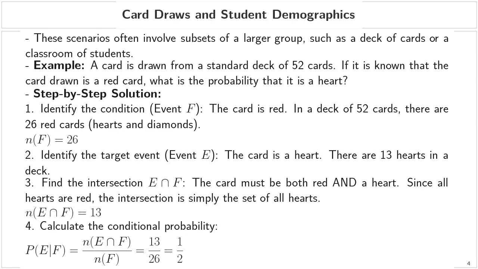Finally, we calculate the conditional probability. We use the formula for equally likely outcomes, which is the probability of E given F, written as P of E given F. This is equal to N of E intersection F divided by N of F. When we plug in our numbers, we get 13 divided by 26, which simplifies beautifully to 1/2, or 0.5. So, once we know the card is red, the chance of it being a heart is exactly 50%.